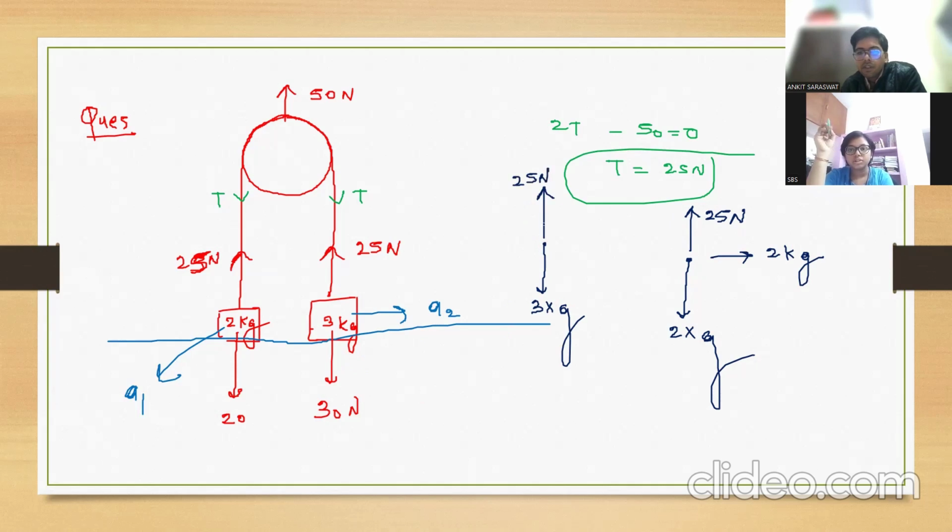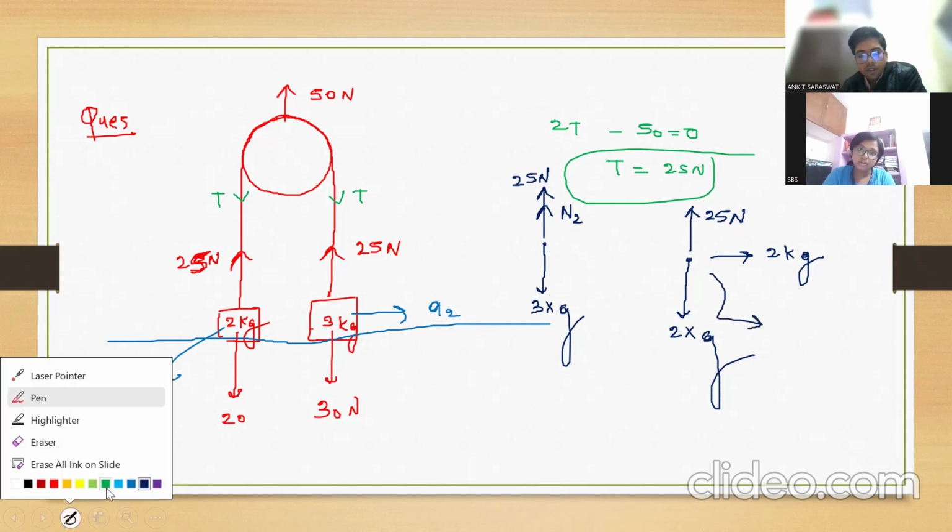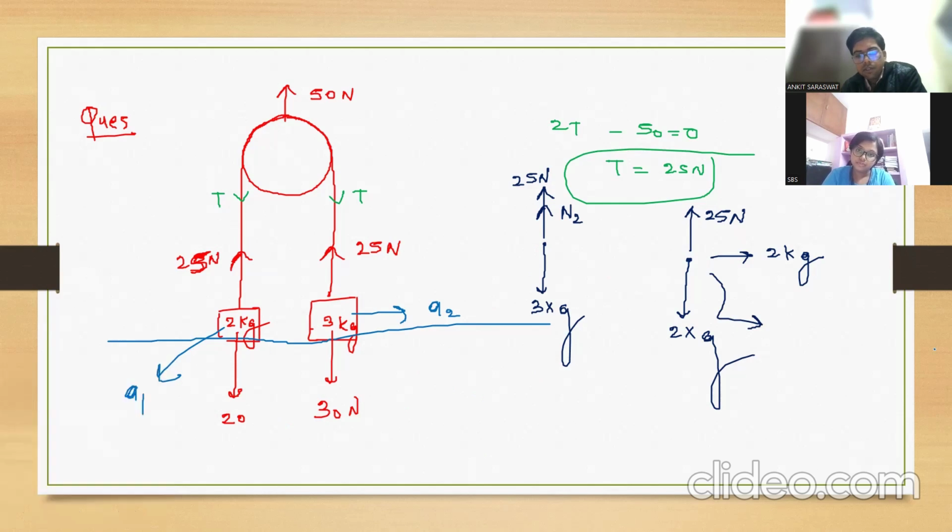And N will be where? Up. Very good. Now you can apply Newton's second law and get the value of A. Clear? If I apply it to this 2 kg block, what is the equation you will get? Sir, 2.5 meter per second square, up. Very good.